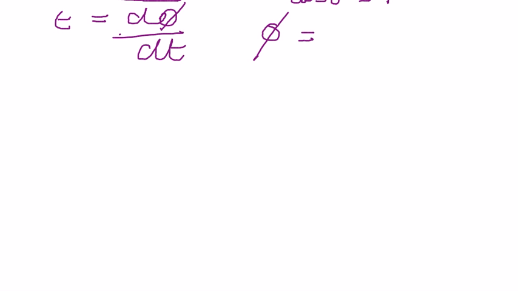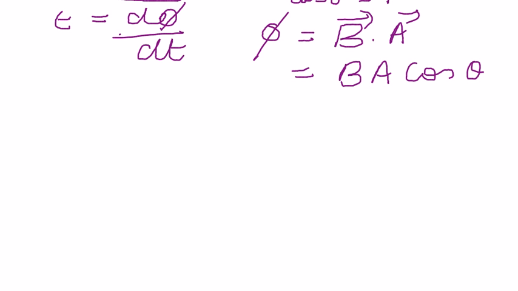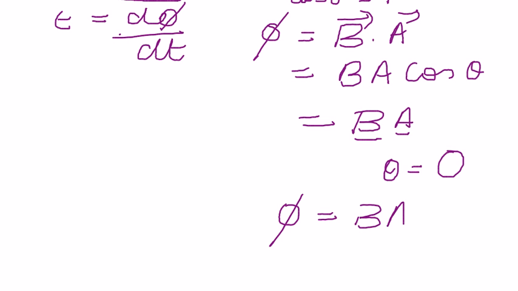Since the question is about induced EMF, your mind should immediately go to the fact that there has to be induced EMF only when there is change in flux. What is flux? Flux is equal to B dot A, that is BA cos theta, that is equal to BA in this case, because theta is equal to 0. The angle between B and the area vector is 0. So in this case, phi is equal to B into A.